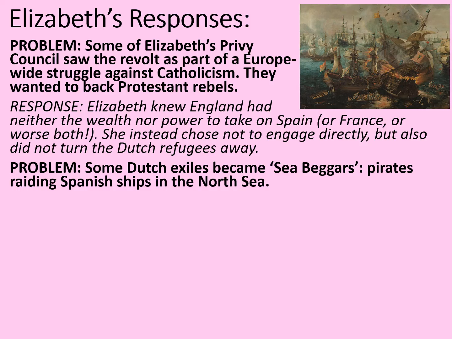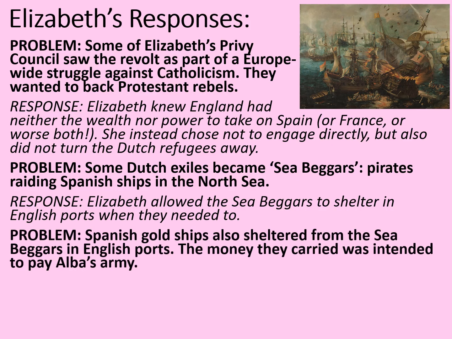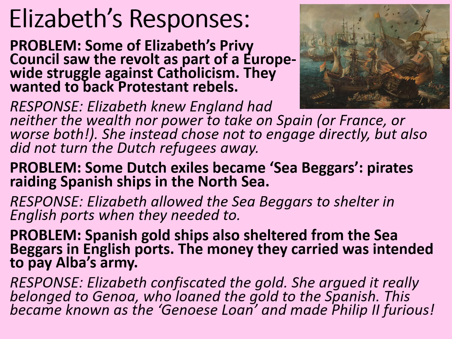The next problem? Some Dutch exiles became so-called sea beggars, pirates raiding Spanish ships in the North Sea. Elizabeth's response? She allowed the sea beggars to shelter in English ports when they needed to. But she did manage to balance that somewhat. Spanish gold ships also sheltered from the sea beggars in English ports. The money they carried was intended to pay the Duke of Alba's army. So Elizabeth seems to have let them shelter as well, and therefore escape capture. Not as simple as that. Elizabeth confiscated the gold that they were carrying. She argued it really belonged to Genoa, who had loaned the gold to the Spanish. This became known as the Genoese loan, a bit of an Elizabethan joke for you there, and it made Philip II furious.